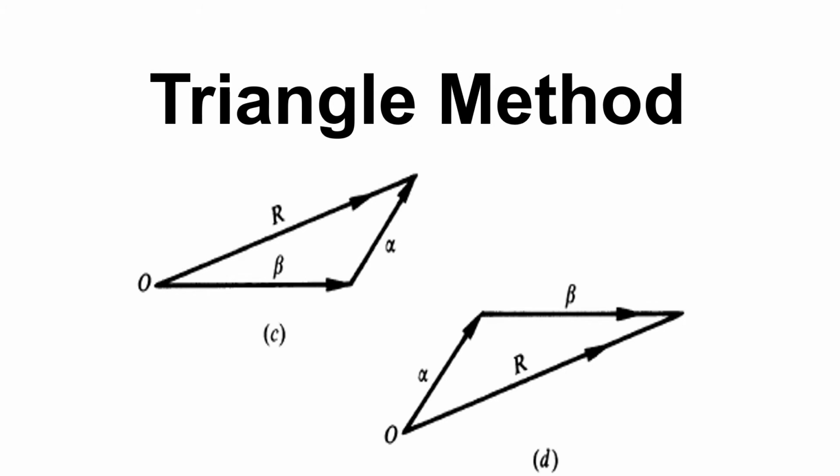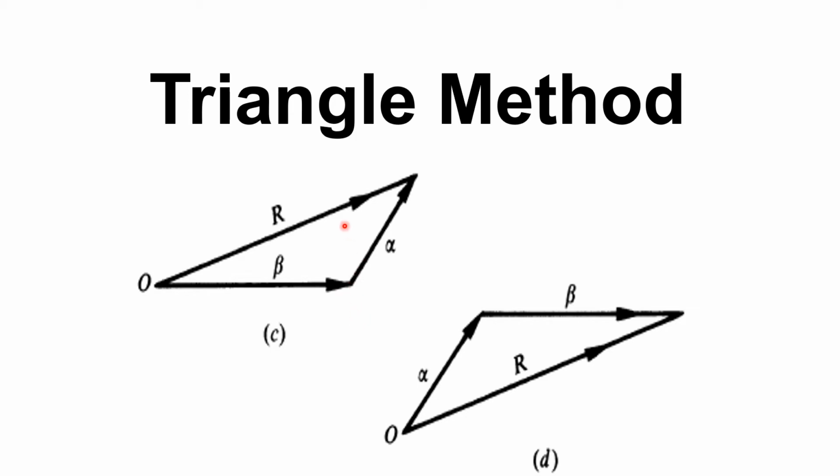The next is the triangle method. So you choose one of the two vectors and label. Sometimes it doesn't have to be two vectors, it can be more than 2, 3, 4 vectors. You can choose any one of those vectors, and you put the tail of the next vector on the arrowhead of that vector. So in this example, we chose vector beta, and then we connected vector alpha on the arrowhead of vector beta.